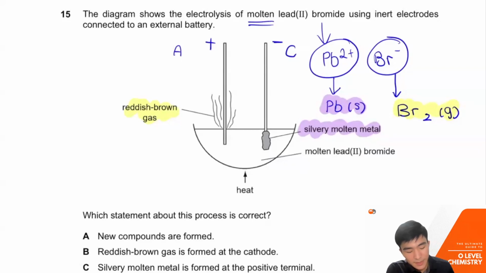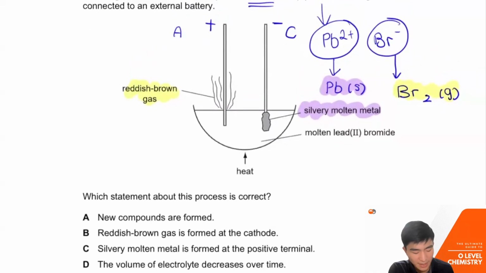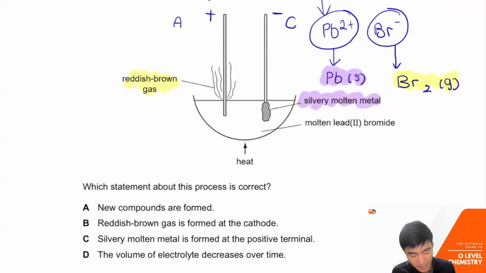Okay, with this understanding, let's look at the options. Which statement about the process is correct? New compounds are formed. Reddish-brown gas is formed at the cathode. Silvery molten metal is formed at the positive terminal, and the volume of electrolyte decreases over time. So which statement is correct for this question?